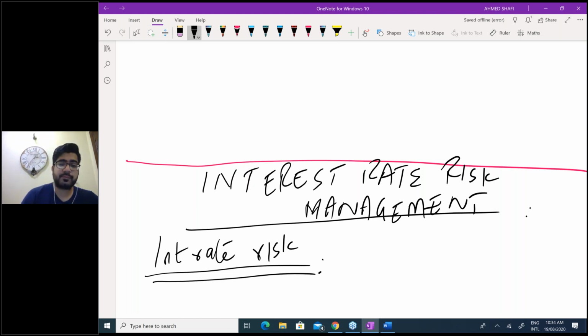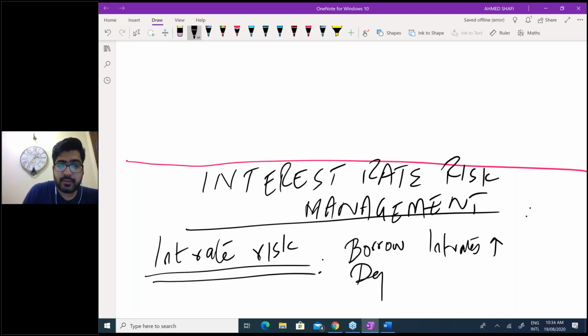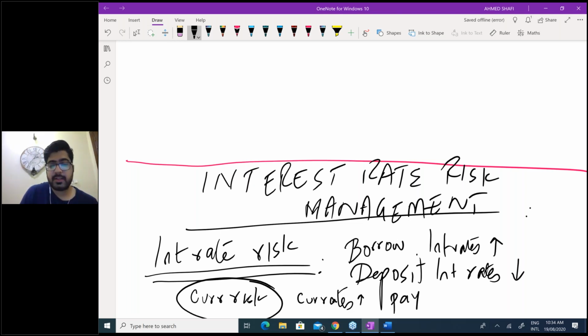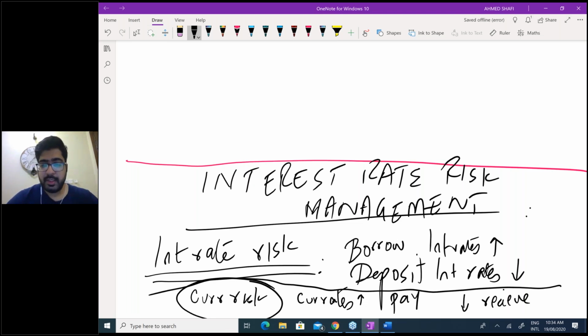Okay, so basically, what is interest rate risk? Interest rate risk is the risk that when we plan to borrow, interest rates rise, and when we plan to deposit, interest rates go down. Remember in the last session I told you about currency risk: the risk that currency rates go up when you have to pay, and currency rates go down when you have to receive. Like currency rates, interest rates also frequently change. There is no guarantee that if the interest rate is 5% today, it is going to be 5% forever. Interest rates do tend to change.